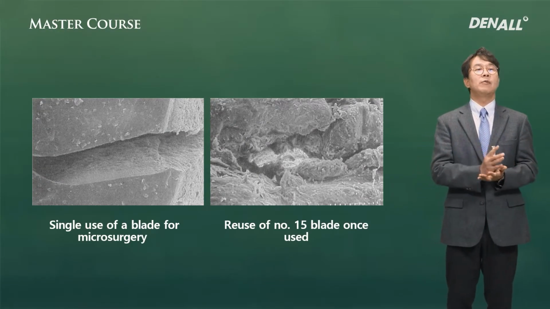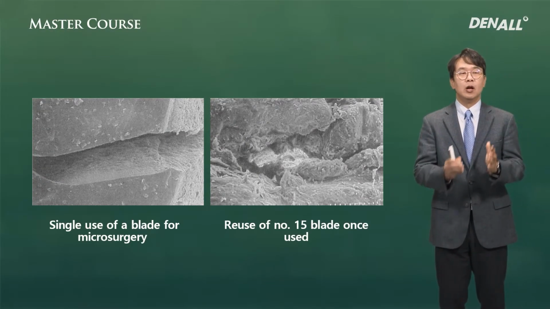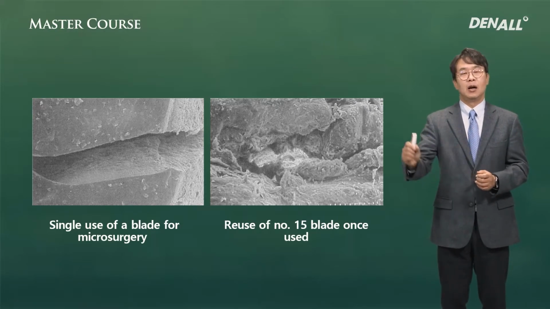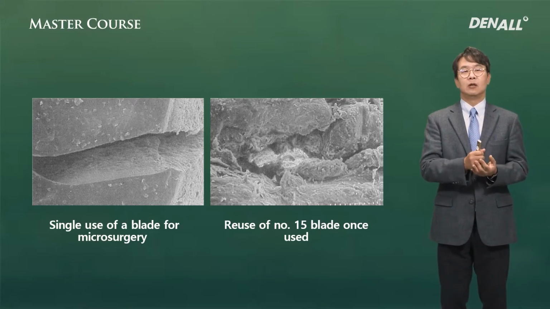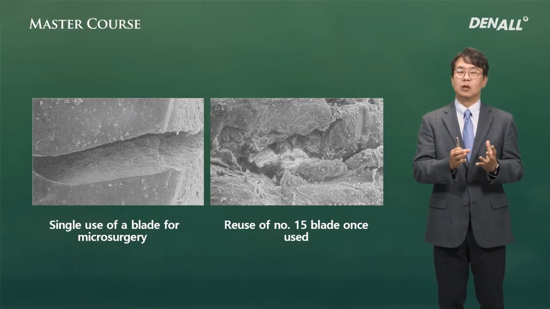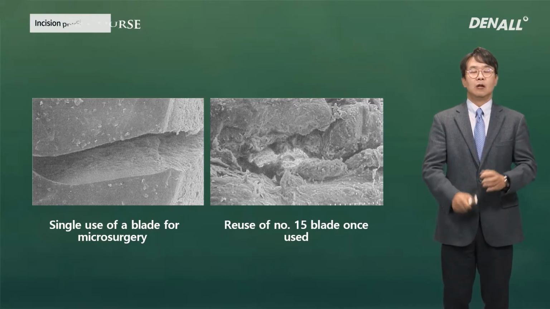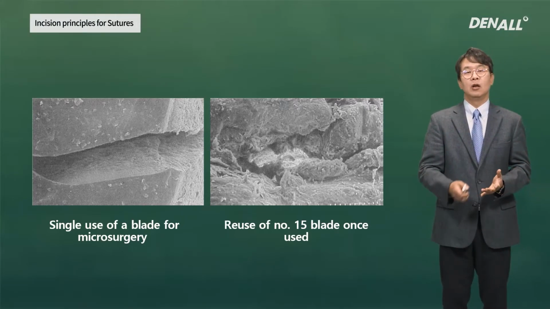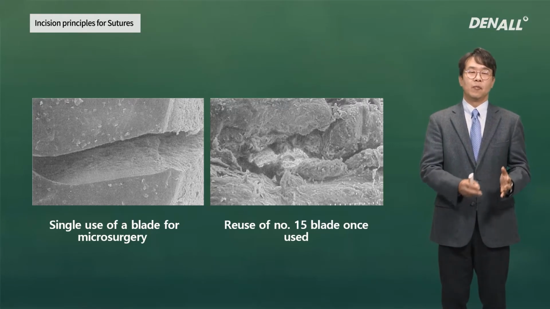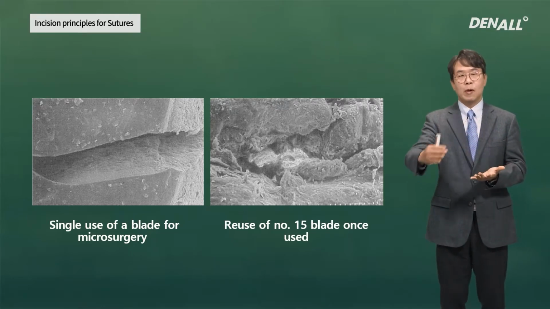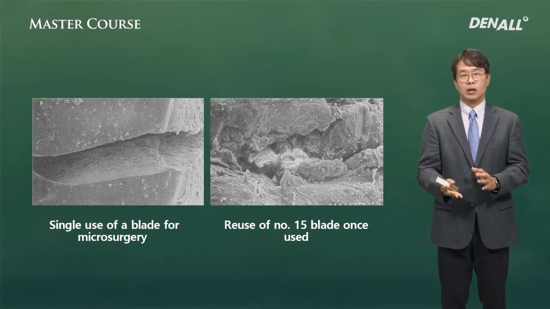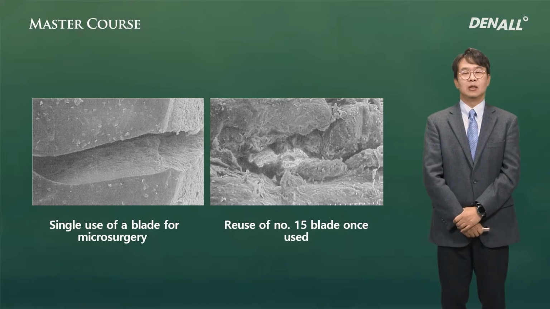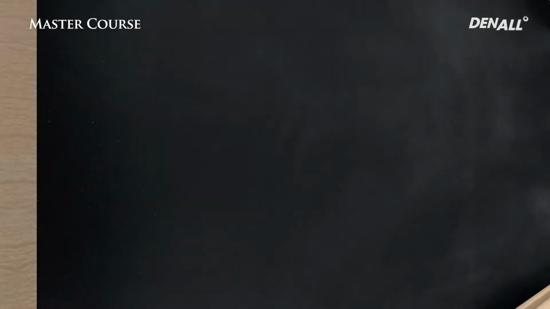When we do a surgery, we often make mistakes. We repeatedly use the same blade. When a blade touches periosteum, the working side gets dulled. So if you use it repeatedly, you can damage tissues. Therefore, when a blade touches periosteum and you need to make an incision again, you need to change the blade to lessen the damage to tissues.